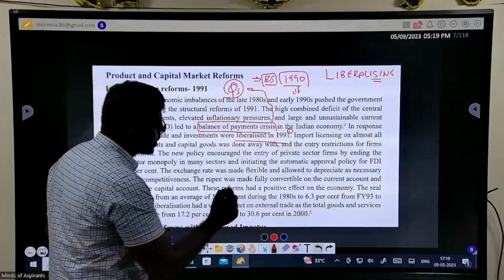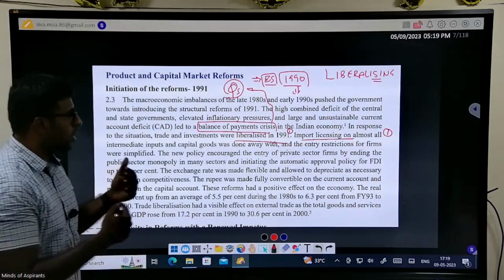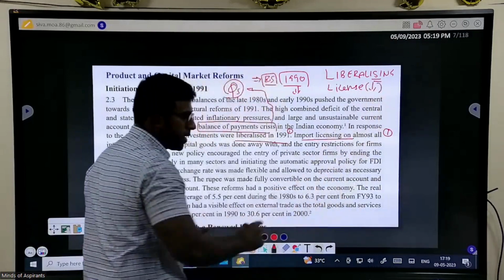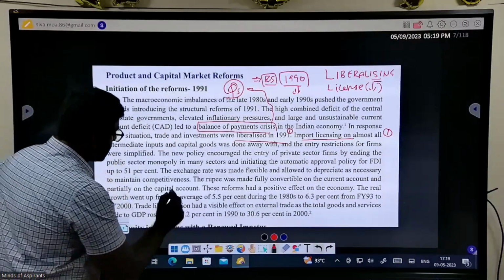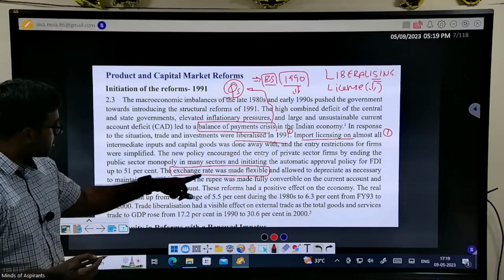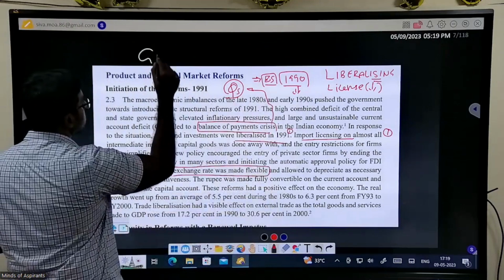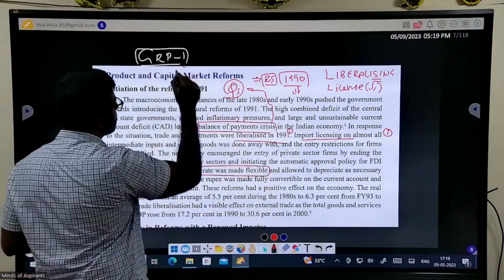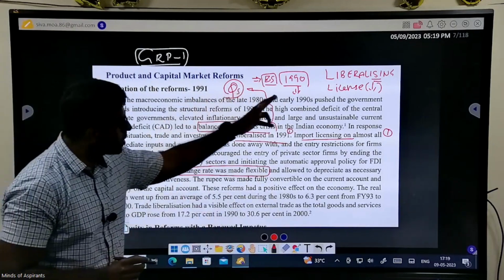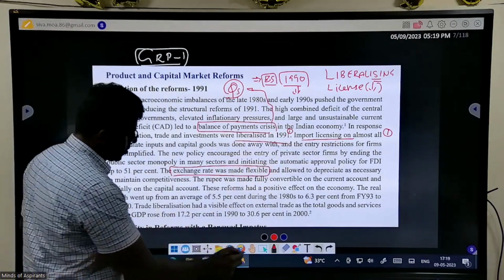So with this liberalizing, what happened? Import licensing. Earlier you had import licenses and all. There was something called License Raj. This was not reduced, this was taken away. The next point is that the exchange rate earlier was fixed. Exchange rate of money was fixed. This is actually a question in Group 1 also, Group 1 TNPSC. What are the consequences of liberalizing? What happened after 1990? Import licensing went low and the exchange rate was made flexible.